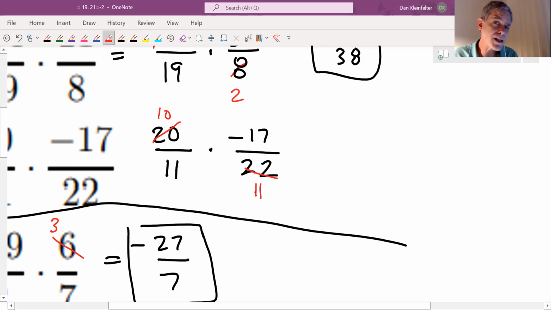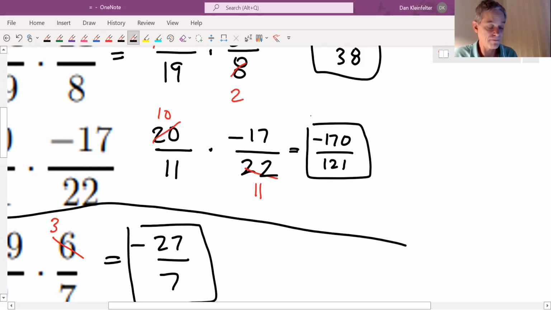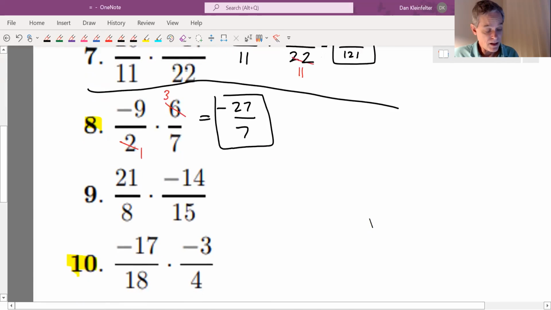The reason I wanted to go back and actually do this one is you can see both of the 11s down here on the bottom. That's nice and everything, but there's nothing you can do about simplifying it out, because of course they're both in the denominator. As you know, with the fundamental property of fractions, you would need to divide the top and bottom of the fraction by something. So we'll have negative 170 divided by 121. All right, what else have we got?